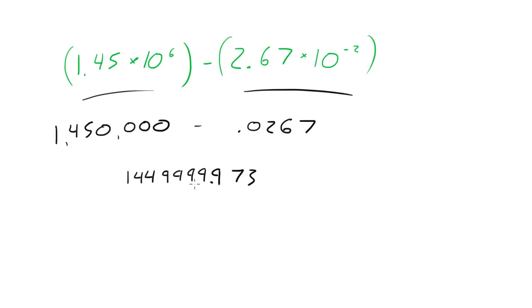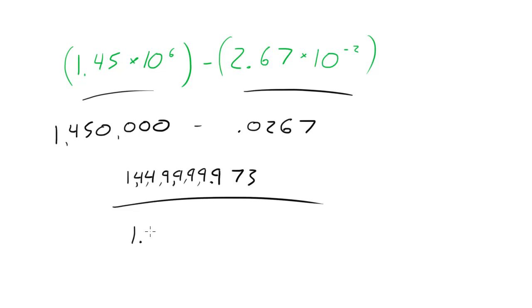So to be honest, I don't even know how to read this number. Let me throw my commas in. Okay, 1,449,999 and 973 as your fraction, whatever you want to call it. So then we have to convert this whole thing into scientific notation. So let's see how many decimal points we have to move it. 1, 2, 3, 4, 5, 6.